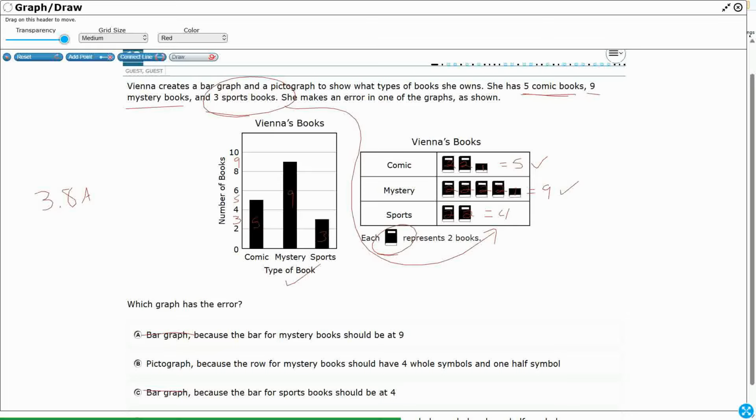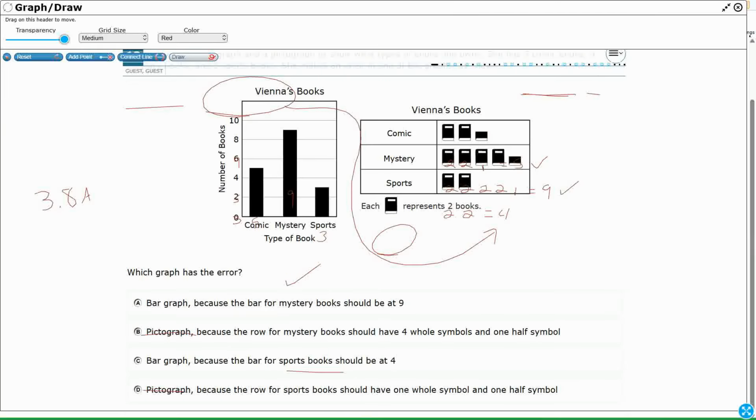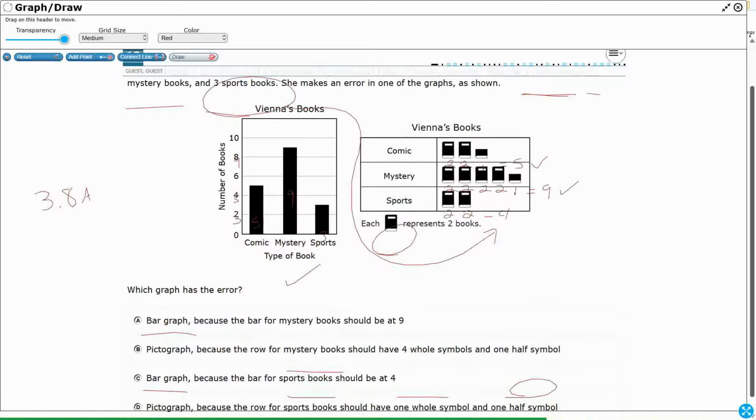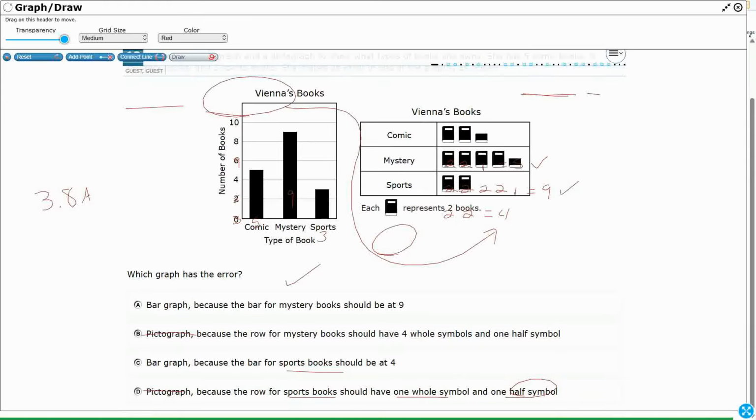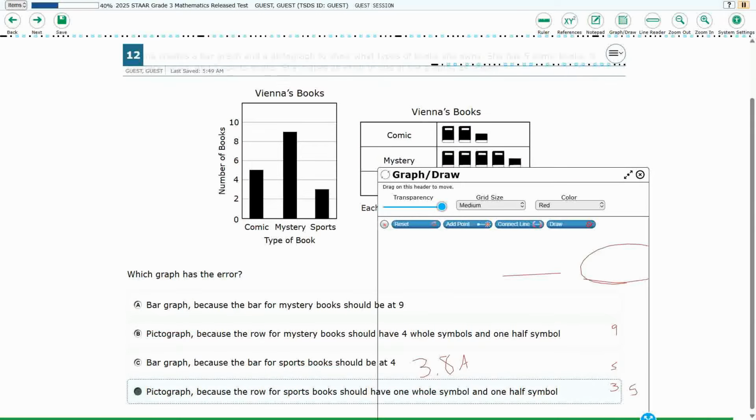And let's see, pictograph because of mystery? No. And then pictograph because they're over sports. Should have had 1 whole and 1 half. And that's my issue right there. So we have 1 whole and 1 half instead of the 2 wholes. So my answer is going to be D.